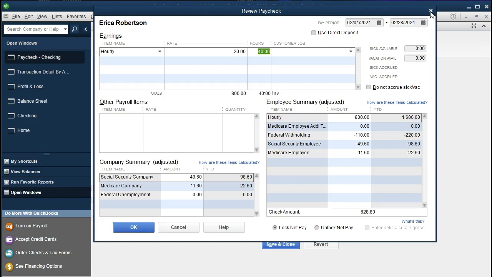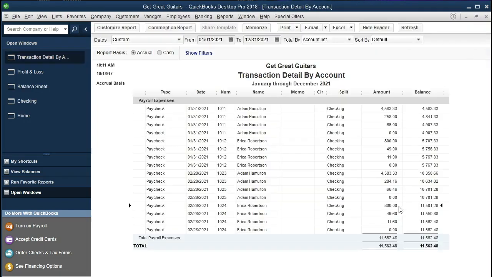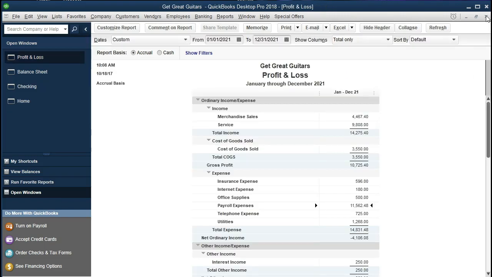And that's what we see. So we see the 800 and then this 49.60 and this 11.60 in the detail. Let's close this back out. Close this back out. There's the 800. There's our employer portion of the 49.60, employer portion of the 11.60. Closing that back out. The other side of this will be back on the balance sheet.